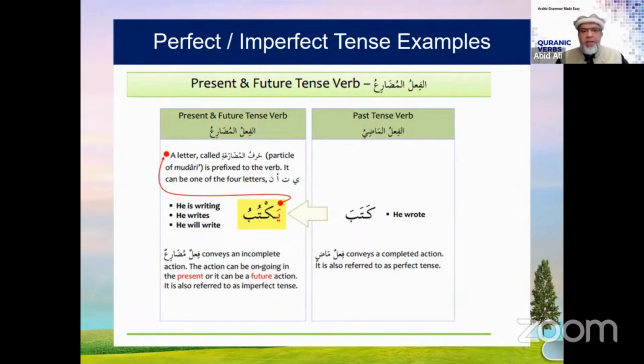One good news is this, that anything you have learned so far about the Madi will be still valid, and you will not learn anything new other than the fact that we are changing from the past tense to present and future tense.